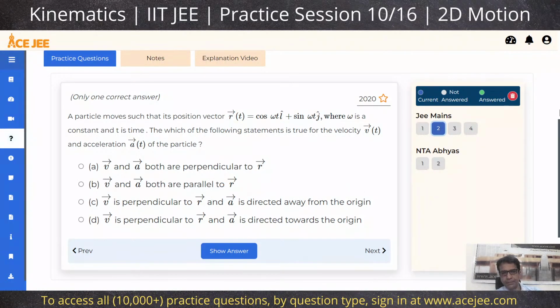Position vector is given as cos omega t i cap plus sin omega t j cap, where omega is a constant and t is time. Then they are asking, can you comment on the velocity and the acceleration? So Chavi, think about it, beta. Ruchika beta, what is the trajectory? What is the equation of the path followed by the particle here?